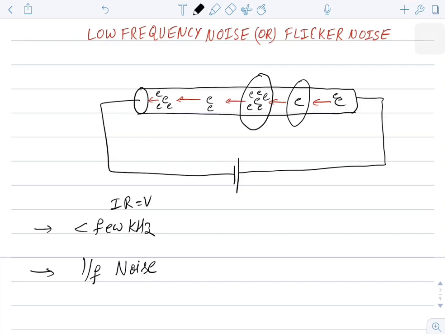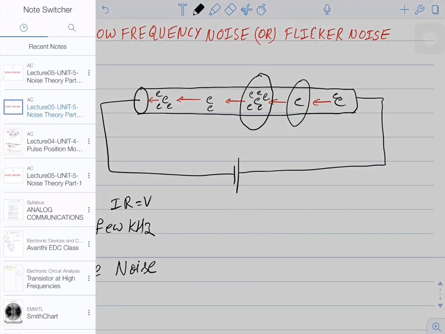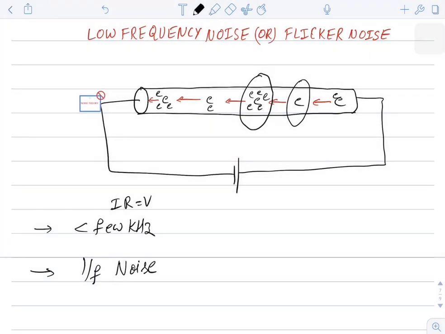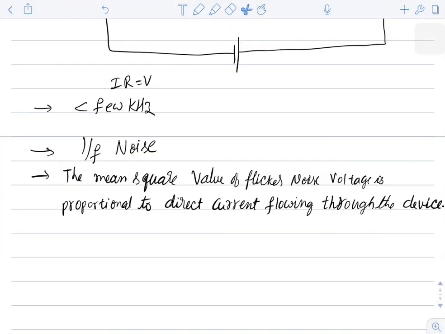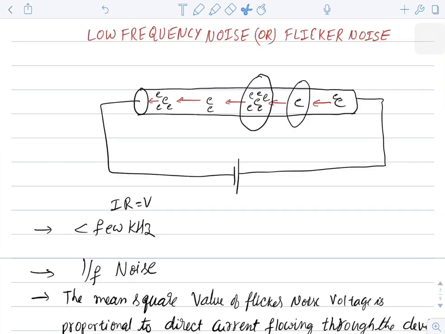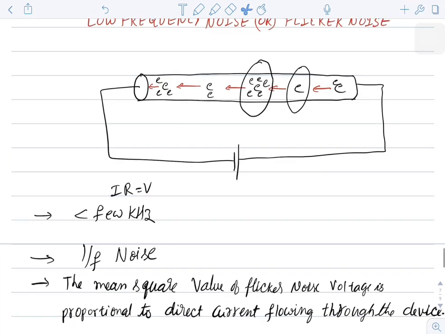One more important observation is the mean square value of the flicker noise voltage is directly proportional to the direct current flowing through the device. Which means as the DC current increases or DC voltage increases, the flicker noise is more. As the frequency increases, the noise generated due to this flicker effect is less. So this is about low frequency noise or flicker noise.